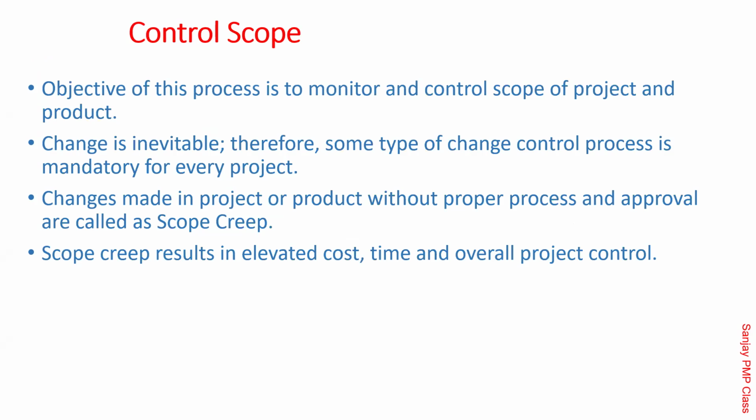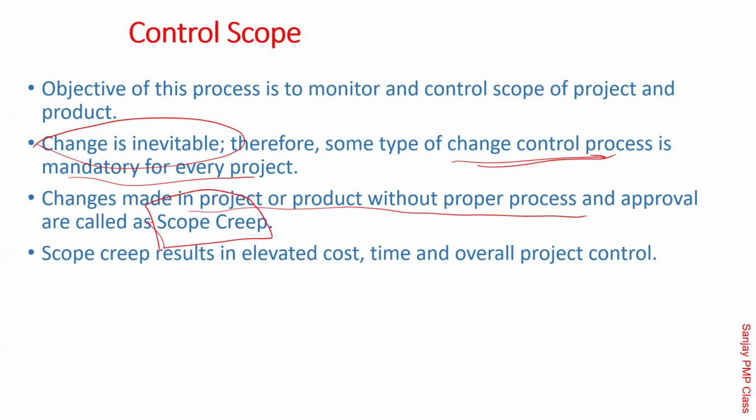Okay. Then comes Control Scope, the last process. The objective of this process is to monitor and control the scope. As I told you, tracking planned versus actual. Changes are inevitable. Don't hate change. Changes are going to be there in life or in the project. It is inevitable. However, the control is very important. Uncontrolled changes are risky. And that's what they are trying to say. Changes made in the project without proper process and approval are called scope creep.